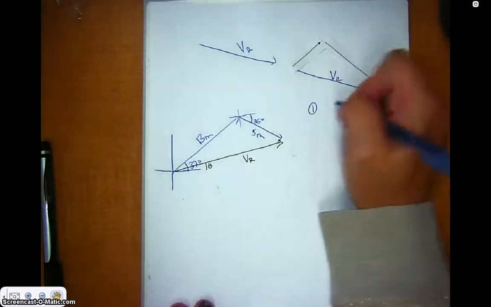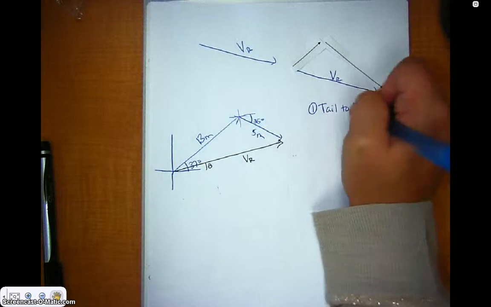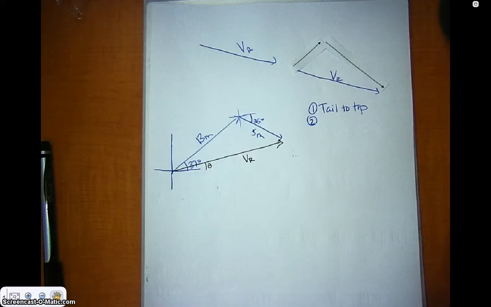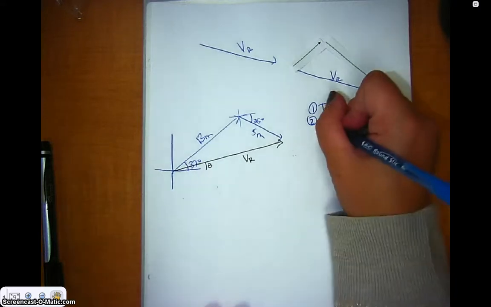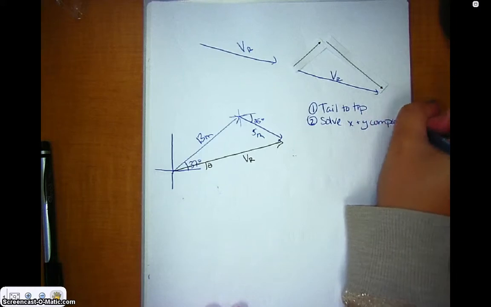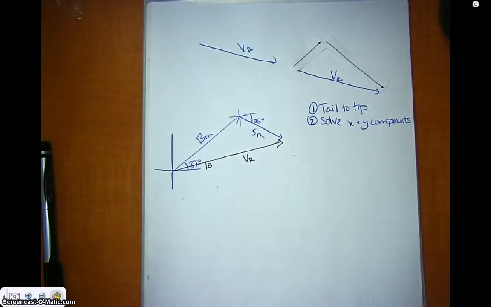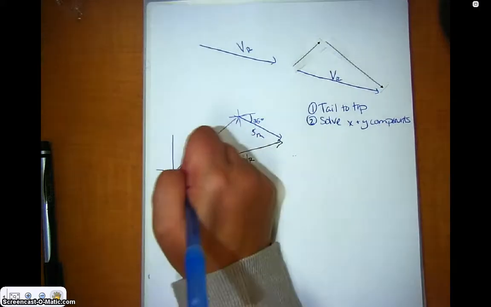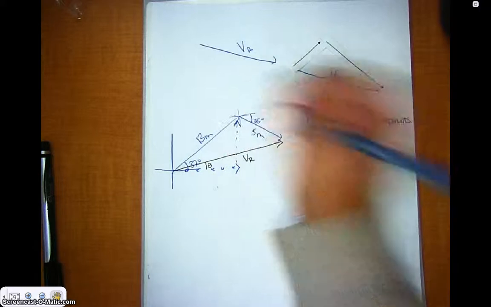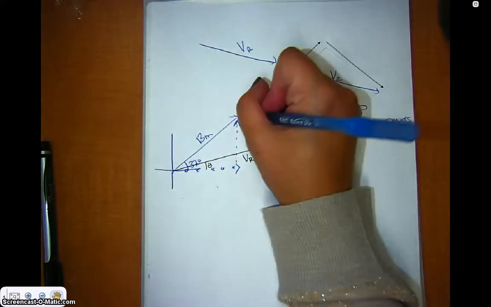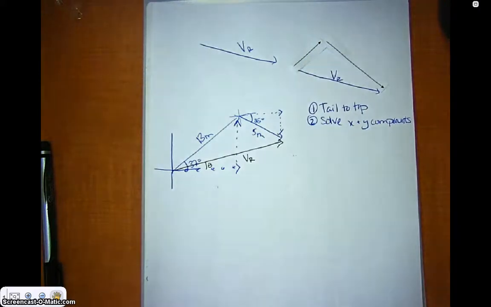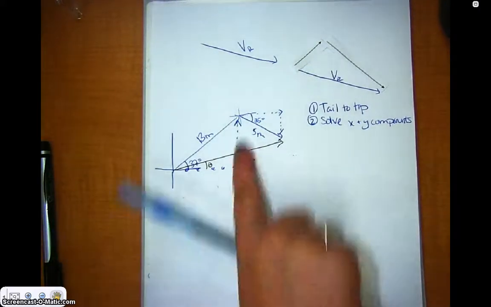The first step we've already completed is to use tail to tip. The second step is to use what we learned in the first lesson about components. So I'm going to solve for the x and y components of all of the vectors that I have. Let me go ahead and draw them in here. We've got this x, and I have this y. And then over here, I've got this x, and I've got this y.